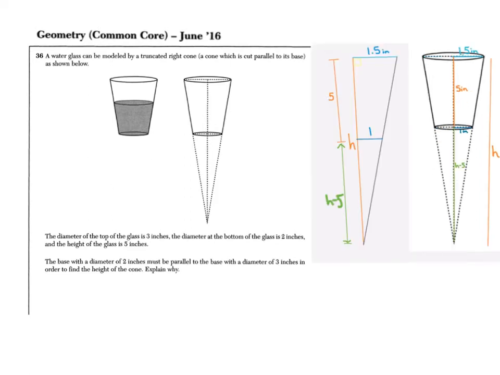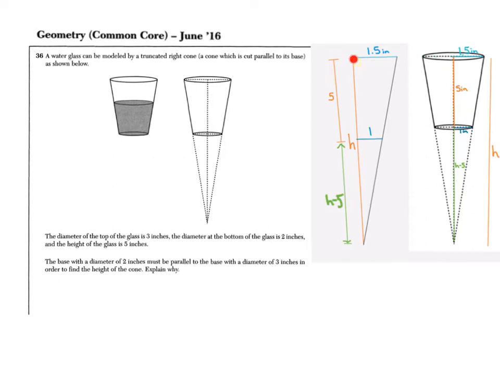Notice here I've taken a snapshot of the right triangle. If I use the radius of the top of the water glass, it would be 1.5 inches along here. And then the radius of the bottom of the water glass would be 1 inch. I want to find the height of the entire cone. I know the water glass is 5, which makes the bottom half h minus 5.